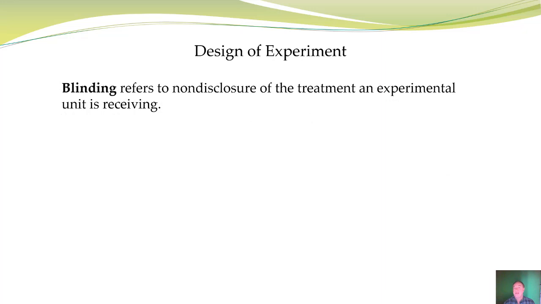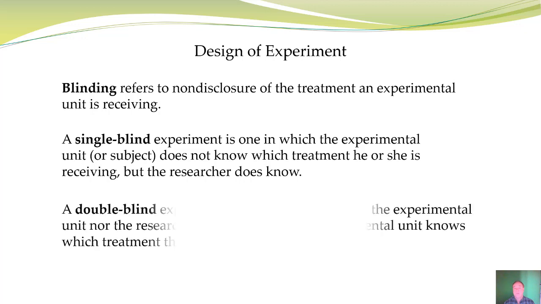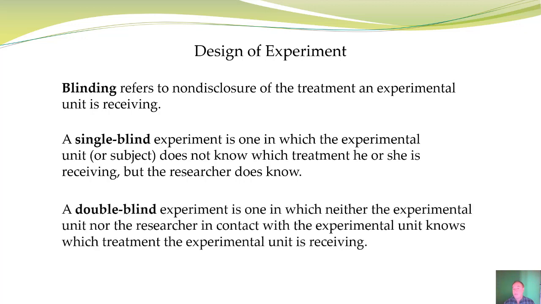Blinding refers to the non-disclosure of the treatment an experimental unit is receiving. A single-blind experiment is one in which the experimental unit or subject does not know which treatment he or she is receiving, but the researcher does know. A double-blind experiment is one in which neither the experimental unit nor the researcher in contact with the experimental unit knows which treatment the experimental unit is receiving.